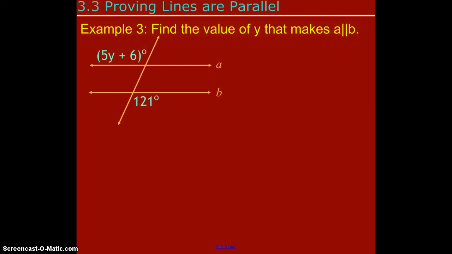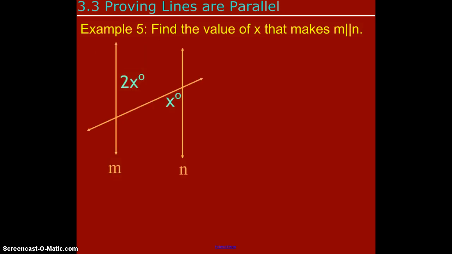Likewise, this is alternate exterior angles. If I can prove that those two angles are congruent or make them congruent by picking a y that works, then that would mean that those two lines have to be parallel. Solve for y. Last one is alternate interior angles. Find the measure for those two angles, find the measure for x that would make them equal.